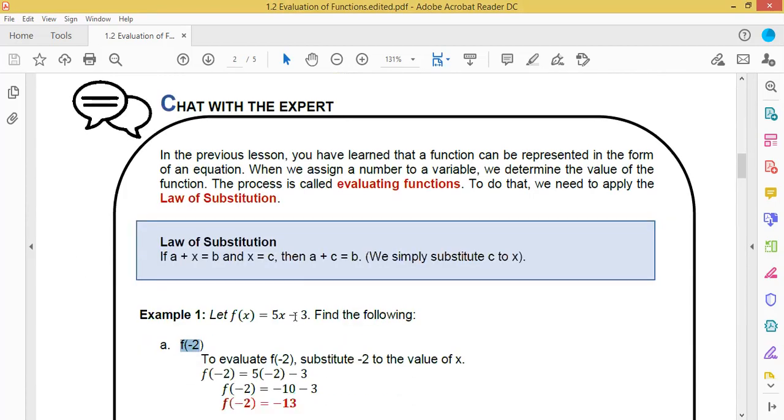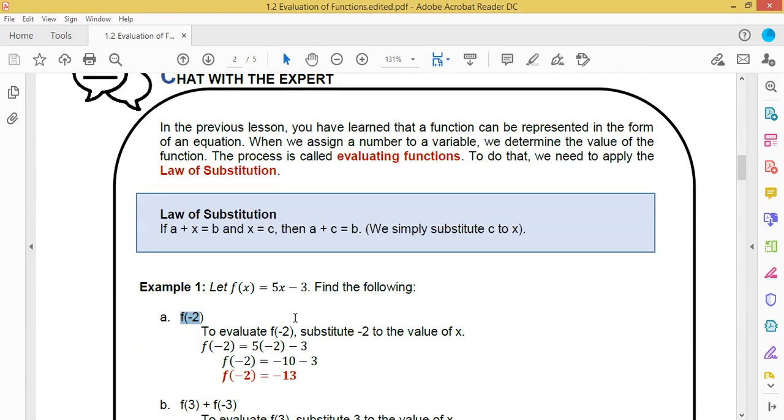Now let's go to evaluating functions. How to evaluate functions? This is one of the grade 7 lessons, and we apply the law of substitution. It states that if a plus x equals b and the value of x is equal to c, then we substitute c to the value of x. We have a plus c is equal to b. We simply substitute c to the value of x. That's also how we do evaluation of functions.